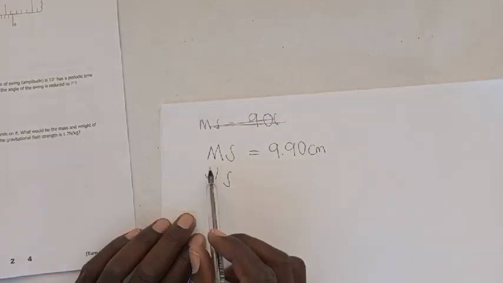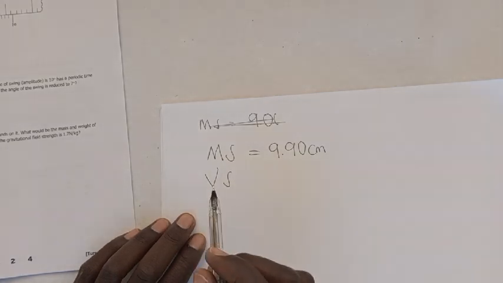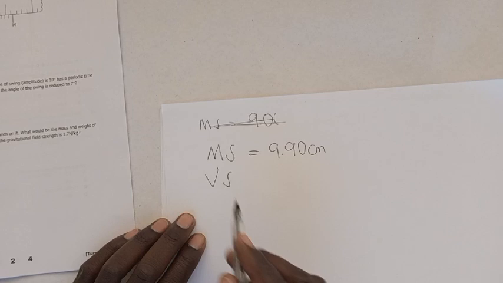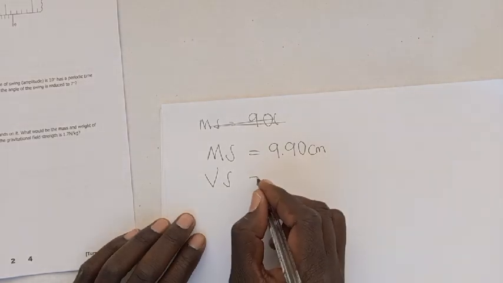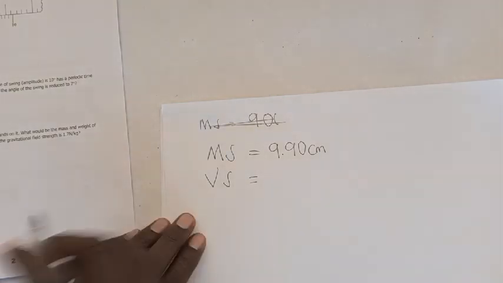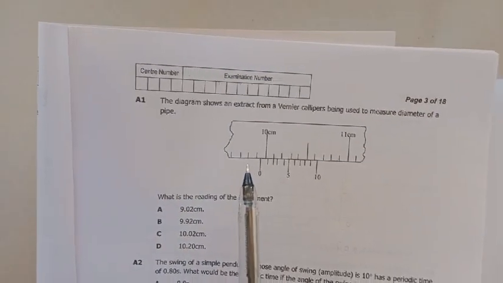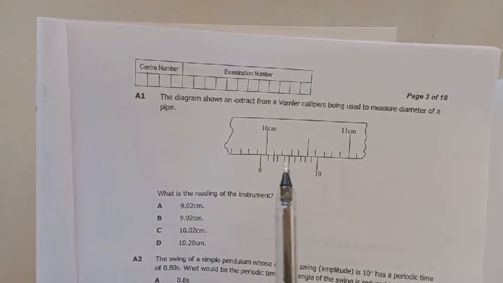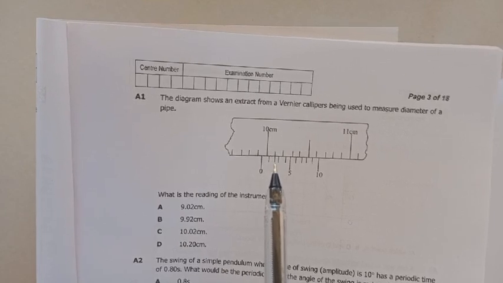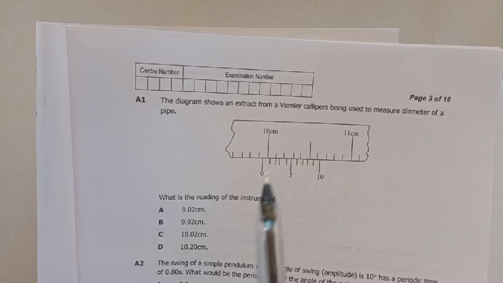The next thing that we need to determine is the vernier scale. Please note that I'm using MS and VS as abbreviations for main scale and vernier scale respectively, but you're supposed to write the full name for each of them. So we move on to the vernier scale. On the vernier scale, you pick a mark which coincides with a mark on the main scale.